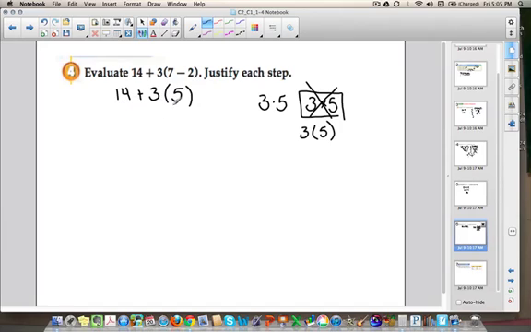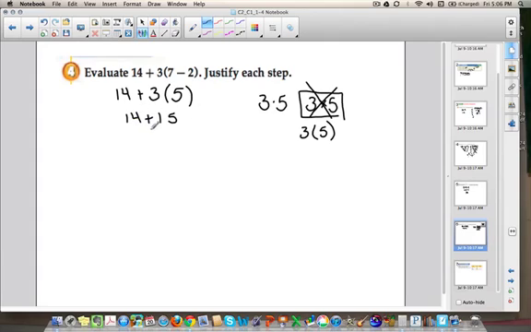So after parentheses comes exponents. Are there any exponents? No. Is there any multiplication or division? Yes, right here. This is actually multiplication, even though it kind of looks like parentheses. 3 times 5 is 15. And then I'm going to bring down anything else that I haven't used yet. That means I have the 14 plus 15.